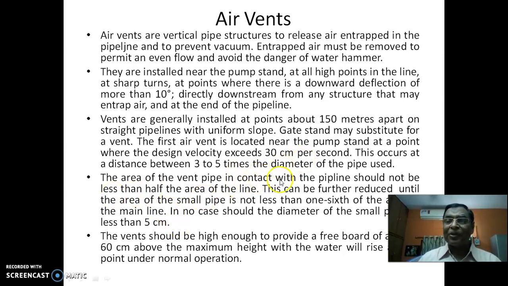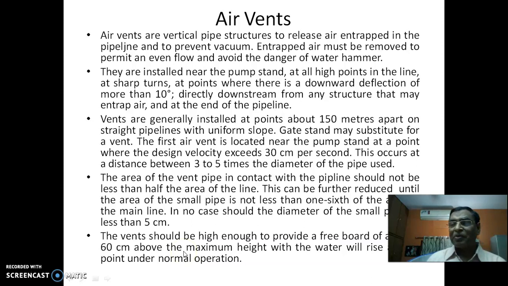This can be further reduced until the area of the small pipe is not less than 1/6 of the area of the main line. So in no case should the diameter of the small pipe, that means the air vent, be less than 5 centimeters. The vents should be high enough to provide a free board of at least 60 centimeters above the maximum height to which the water will rise at that point.